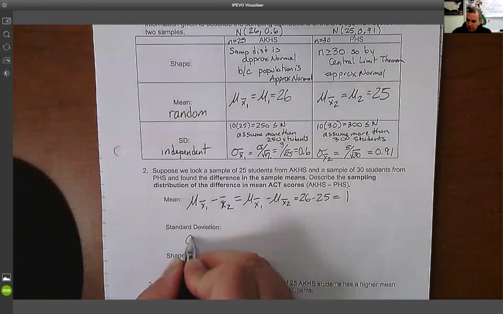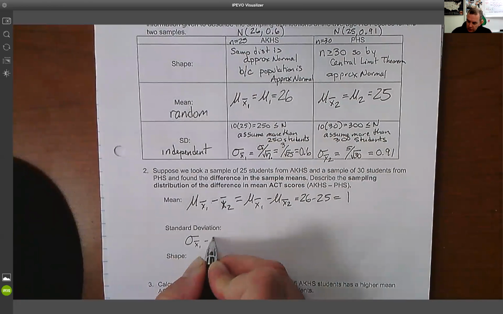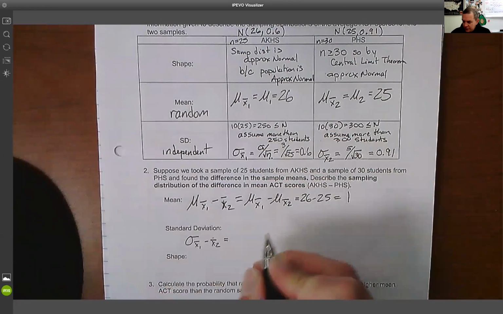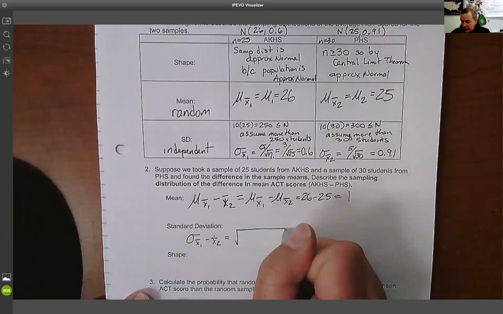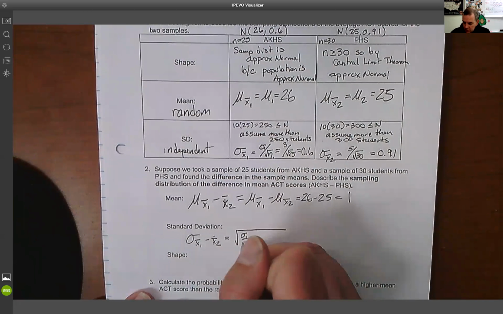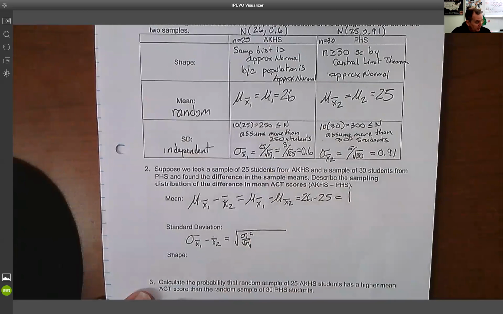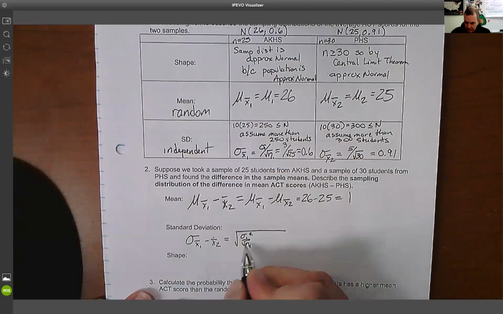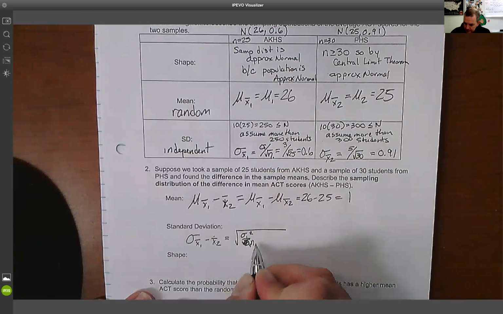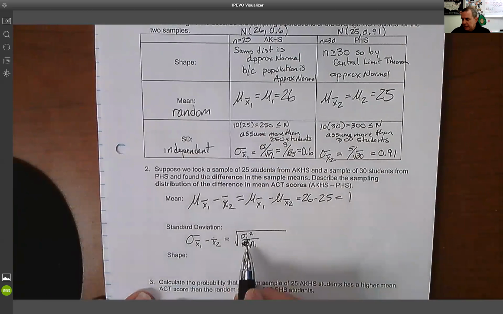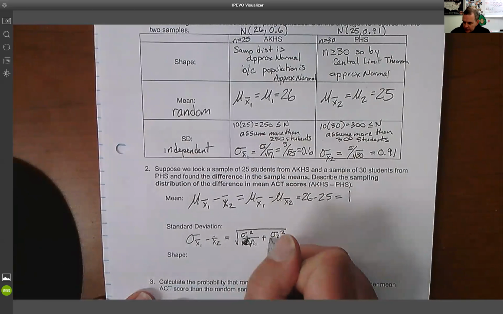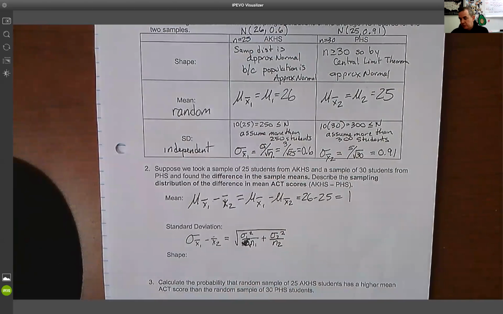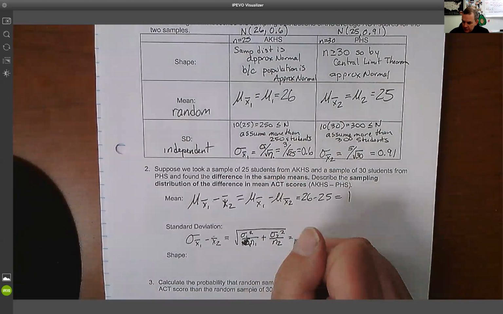Standard deviation, again, these formulas are on your formula sheet. What I'm allowed to do for standard deviation is turn them into variances, add them, and square root to bring it back to the standard deviation. But realistically, it's a plug into the formula situation. We're going to take the standard deviation of our first one squared, and the standard deviation of our second one squared, dividing each by its sample size. This is our formula. We're going to plug in the numbers.